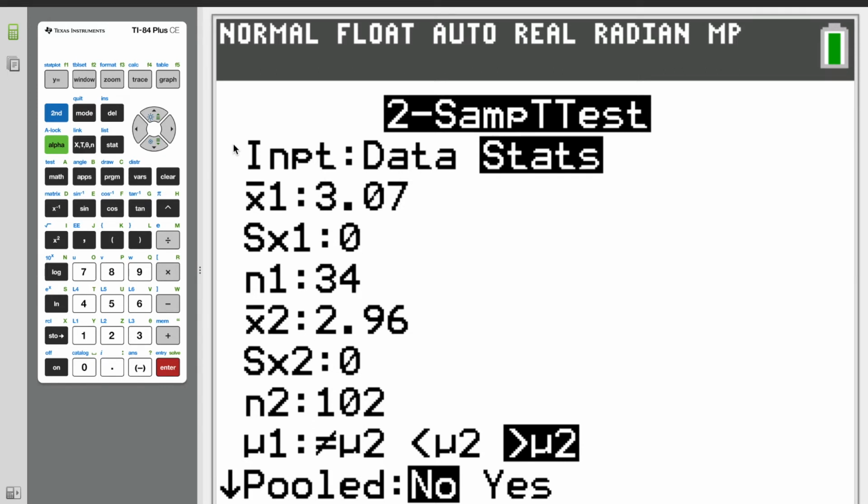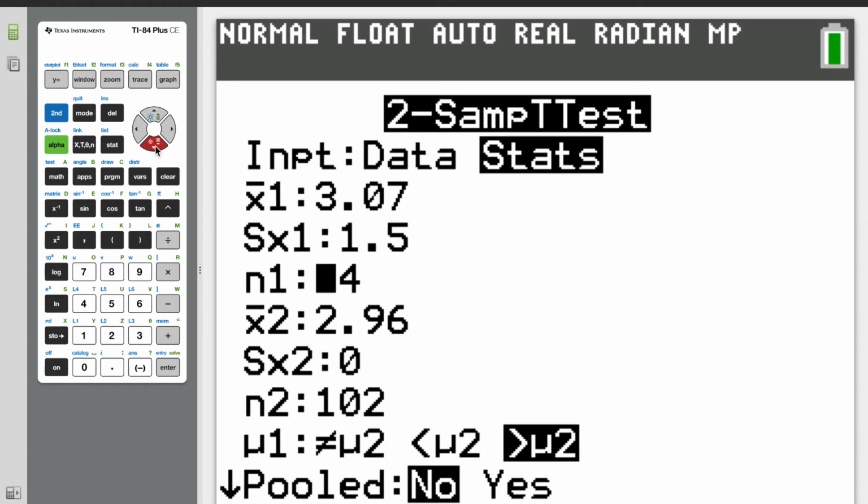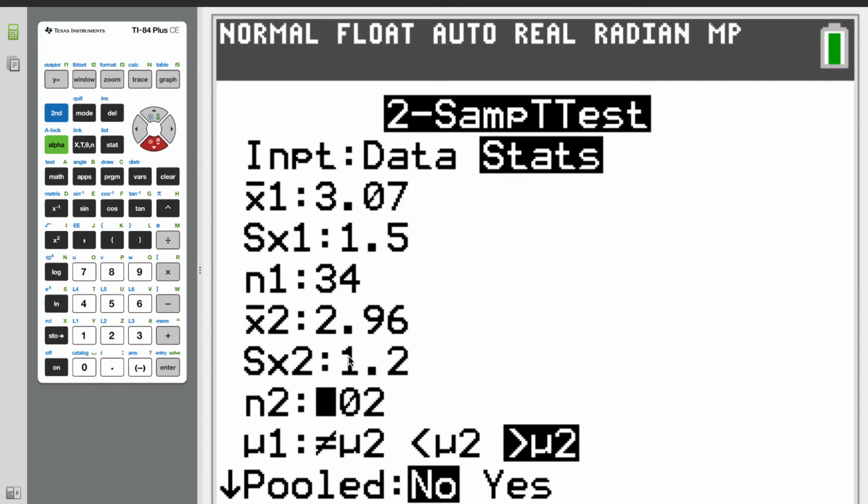And we were conducting a test to test if the GPAs of the athletes were greater than the GPAs of all other students. And so in the problem, we were given a sample mean of 3.07 for our student athletes, which was population 1, and we were given a sample standard deviation of 1.5. And then for our sample size, it was still 34, and then we had a sample mean of 2.96 for all other students. And we were given a sample standard deviation of 1.2 for all other students with a sample size of 102. Now, just make sure you keep track of your first population and your second population.